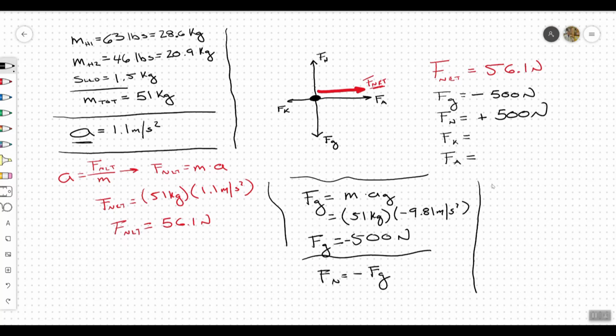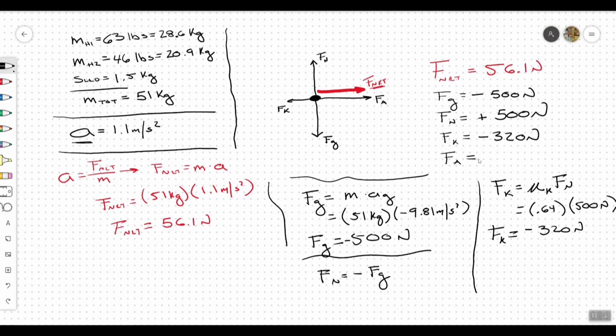We can figure out the force of friction. We know that it is equal to the coefficient of kinetic friction times normal force. I said from my research the coefficient of kinetic friction was 0.64 for plastic on grass, and we know that the normal force is about 500 newtons. So the force of kinetic friction in this case is minus 320 newtons. I get 320, but when I look at my free body diagram, I see that it's to the left, so therefore it's going to be negative 320 newtons.